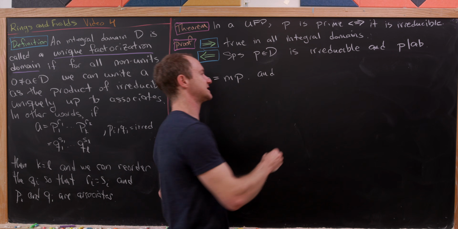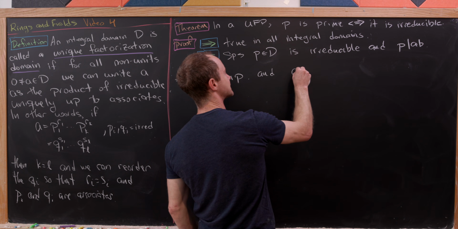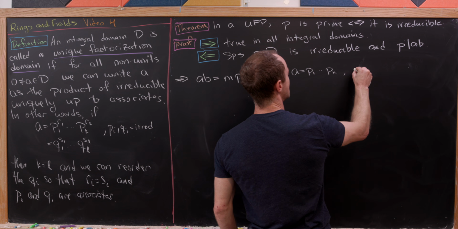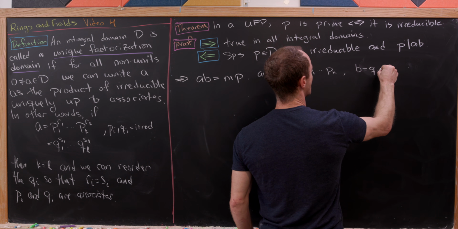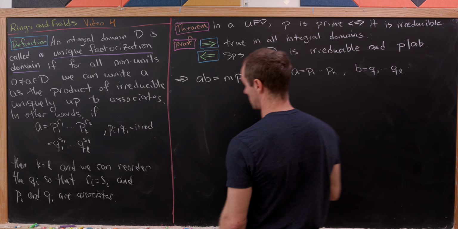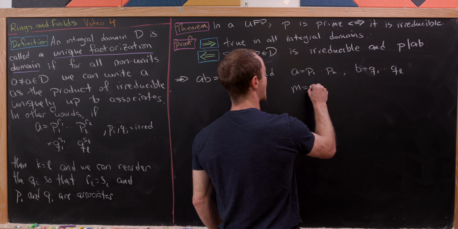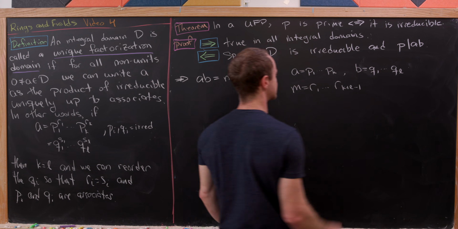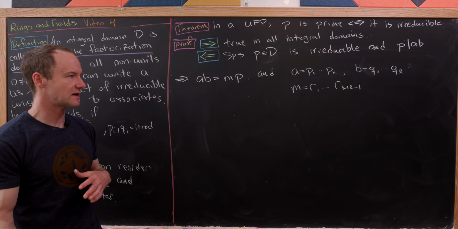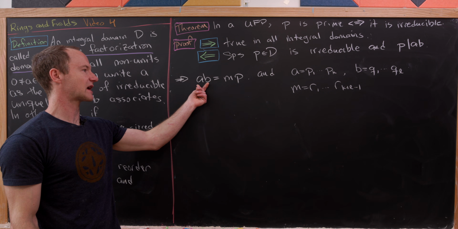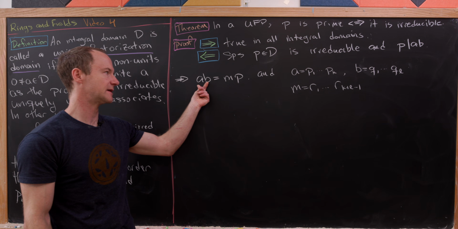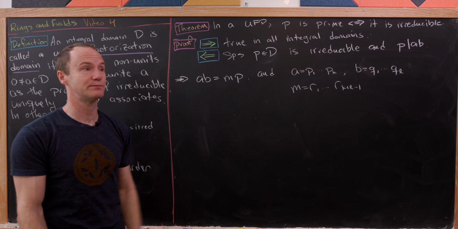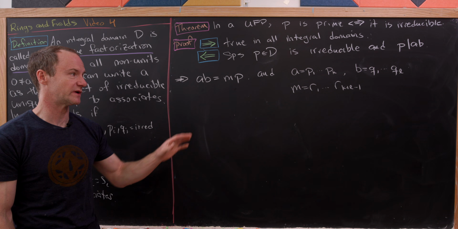And let's do a factorization of A, B, and M. So we can write A as P1 all the way up to Pk. We can write B as Q1 all the way up to QL. And then we can write M as R1 all the way up to R_{K+L-1}. We know that's the right number of irreducibles because we've got K plus L on the left-hand side, and then we have to also have K plus L on the right-hand side. P is already an irreducible, so we need one less.